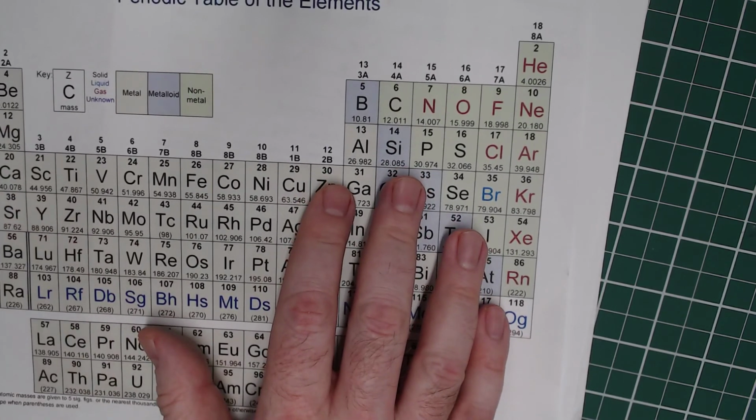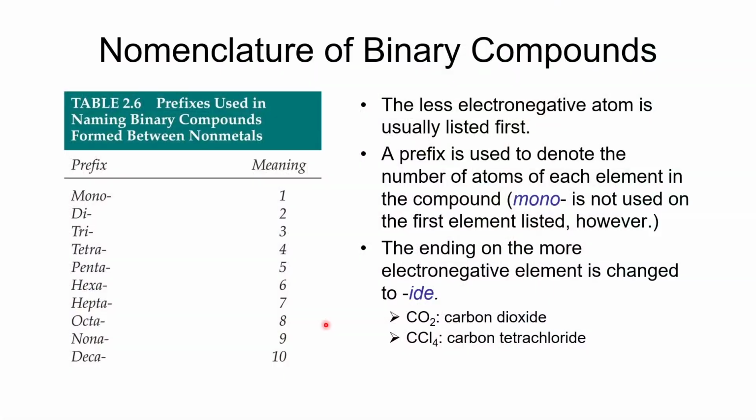Now, I'm going to go back to this list, and then I'm going to come back over here because the very first thing here says the less electronegative atom is usually listed first. Well, we have not defined the word electronegativity. I'm going to give you the brief definition. Electronegativity is the tendency of an atom to pull electrons towards itself. We will find that some atoms are really good at pulling electrons towards themselves, while others are not good at all.